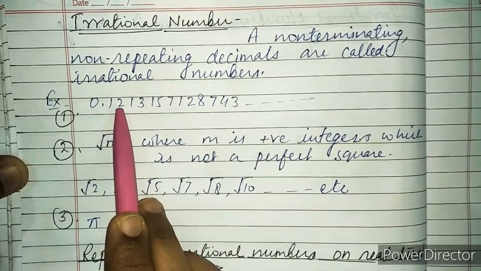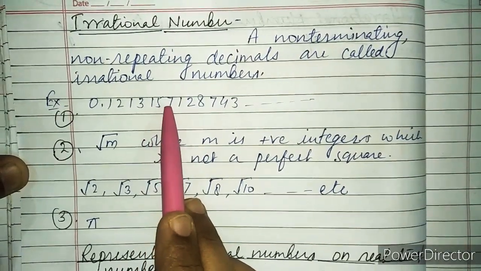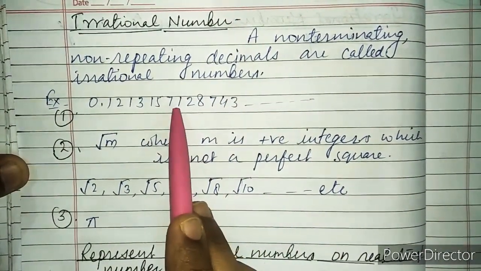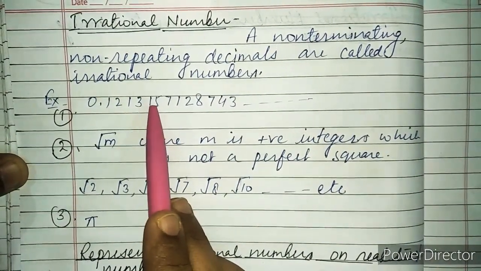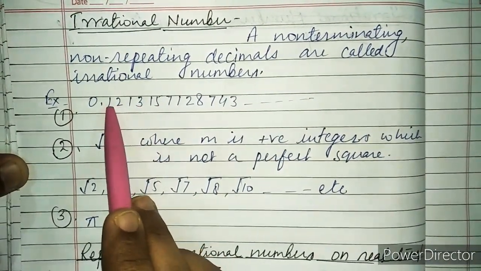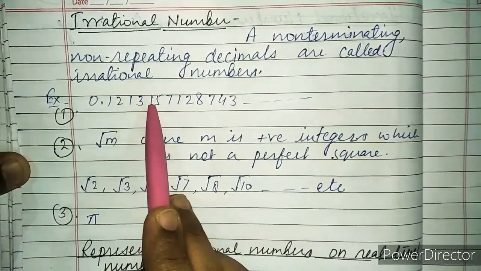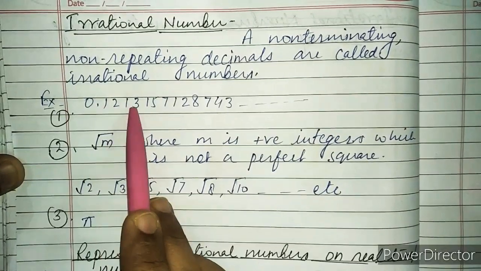You can see 1 2 1 3 1 5 7 1 2 8 7 4 3. There is no string, no kind of string which is repeating one by one. 1 2 1 3 1 5. Yes, digits are repeating, but there is no string which is repeating.